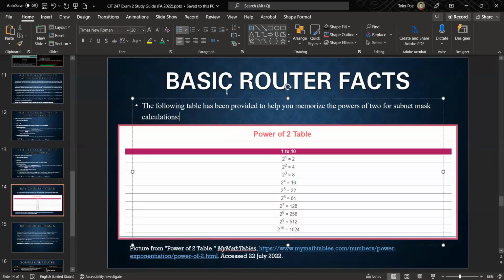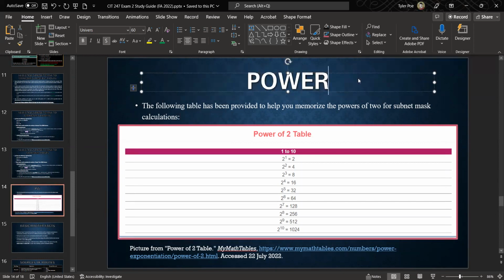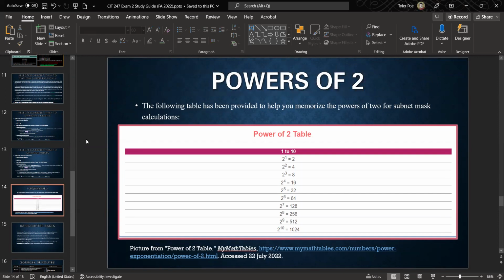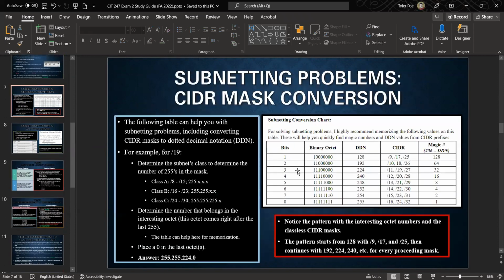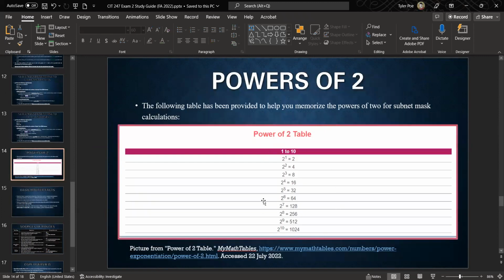Oh, it's not the right title. Okay, powers of 2. If you need help memorizing the powers of 2, I recommend taking this table and, similar to all this other stuff here in this table, write it down. Write it down over and over and over again until you memorize these by heart. Once you can do that, you should be able to do these problems a lot easier.